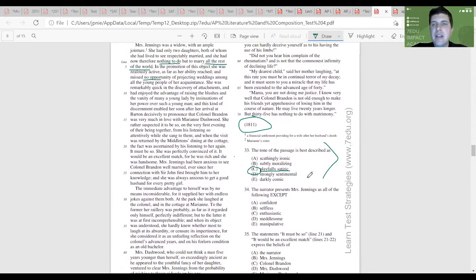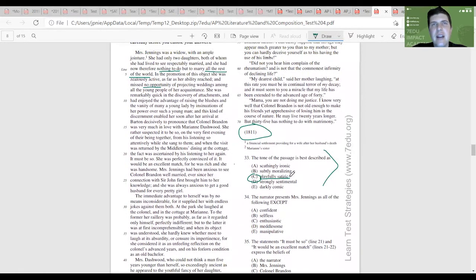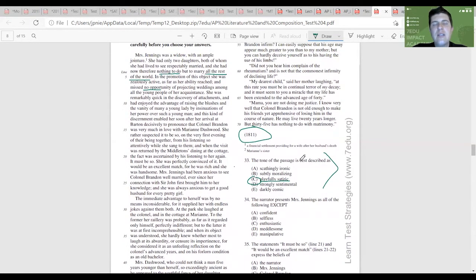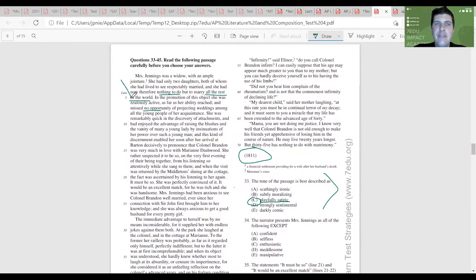I wanted to teach this because it's an immensely helpful but pretty simple and straightforward concept for understanding satire and how any type of satirical passage on the AP exam will be rooted in some form of hyperbole or overstatement. And you can see right here in line 5, let me actually read this: "She only had 2 daughters, both of whom she had lived to see respectively married, and she had now therefore nothing to do but marry all the rest of the world." That kind of phrasing, in the entire world, nothing to do, you can see it in line 7, no opportunity. There is an immense amount of overstatement happening here.